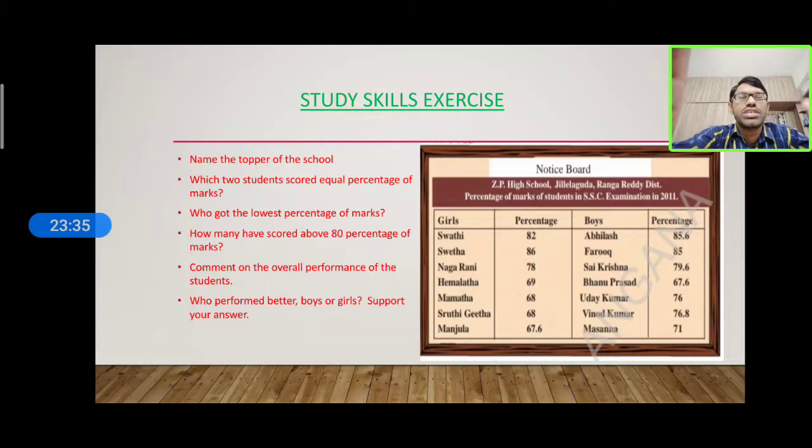So this is about the study skills exercise, children. I think you will do this very easily. In the next class we shall come up with the unit 3 A reading part. What the A reading part is, we shall see in the next class.